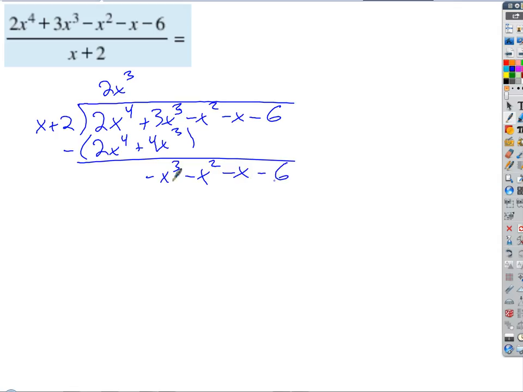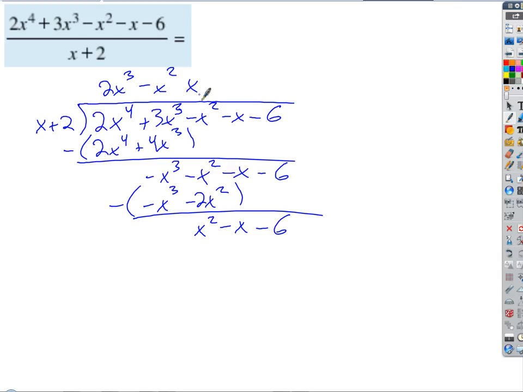x goes into negative x cubed negative x squared, distribute. Subtract, first term cancels. Negative x squared minus negative 2x squared is positive x squared, bring the rest down. x goes into x squared x times. Okay. Distribute the x squared plus 2x.